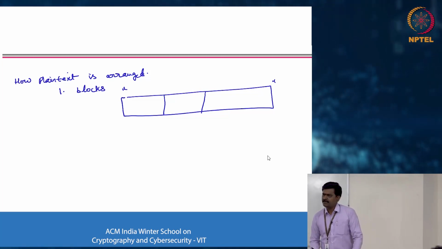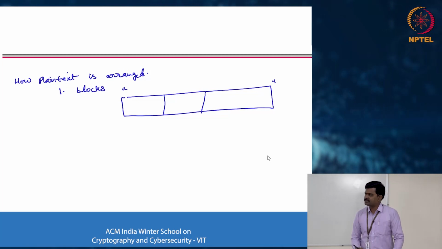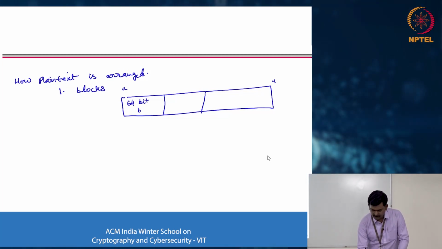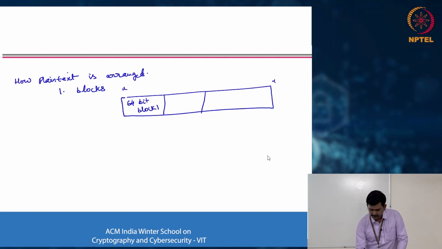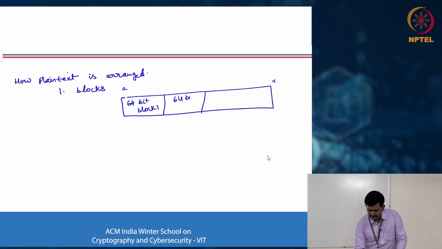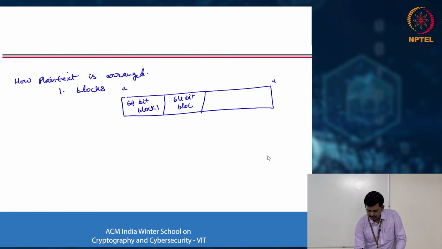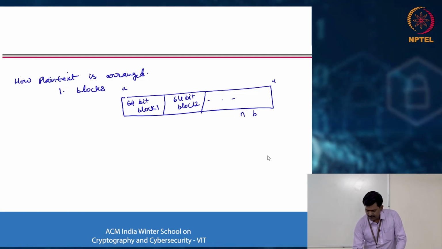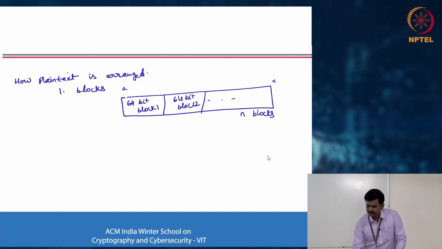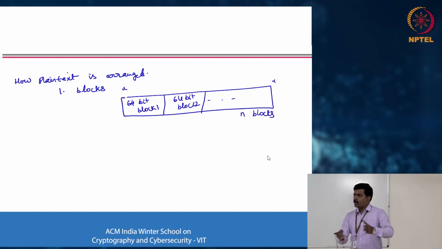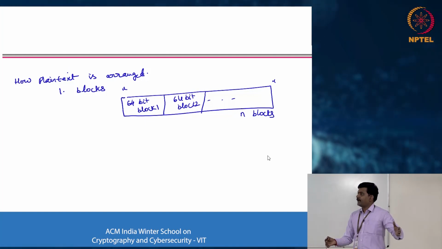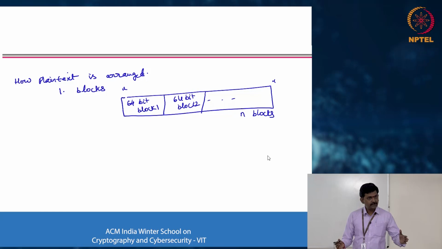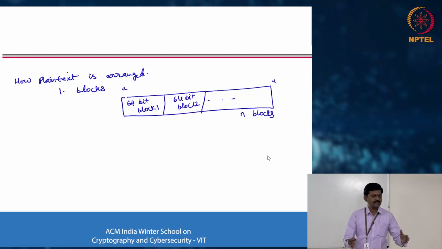Take an example: I am dividing my plain text into blocks of size, say, 64 bit. So this is one 64 bit block, block one. This is another 64 bit block, block two. And so on, so I have some n blocks. So what I did is I took my whole plain text and divided it into fixed length blocks.